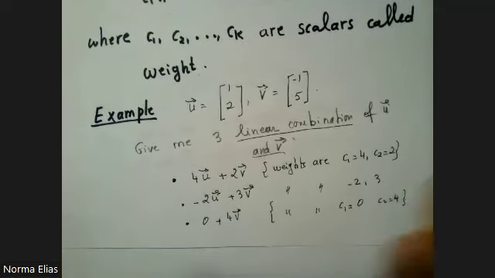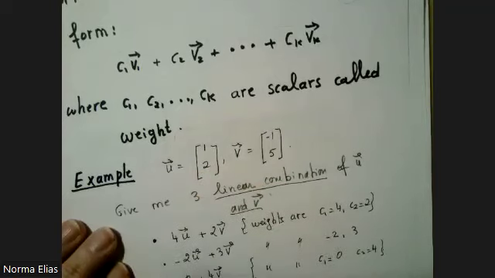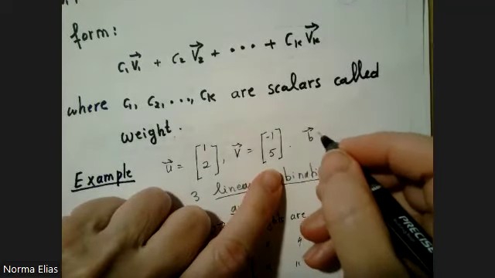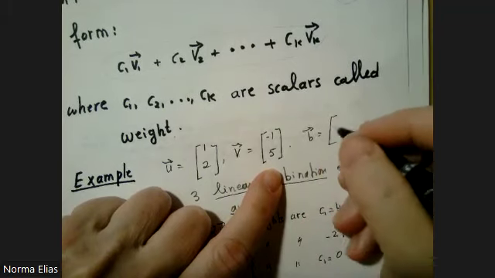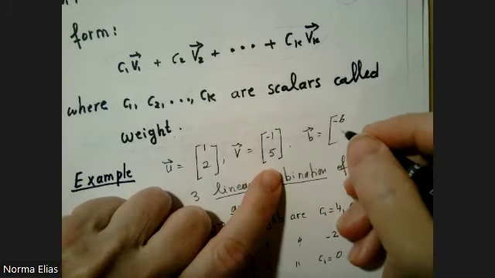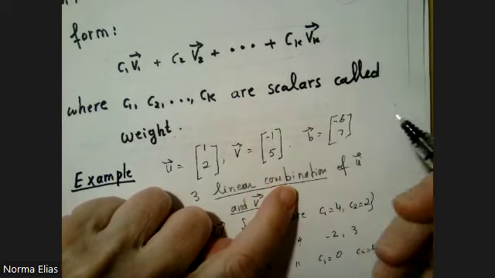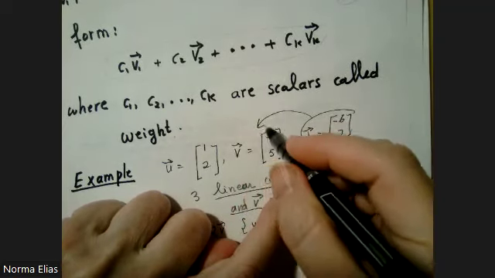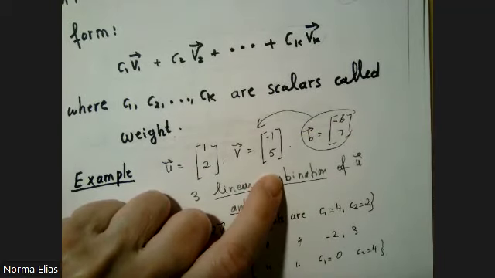Now the question is, suppose I have two vectors u and v, and then I have a third vector b, let me call it, I don't know, -6, 7. Suppose I ask you, is b a linear combination of u and v? What do I mean by that? Is b a linear combination?